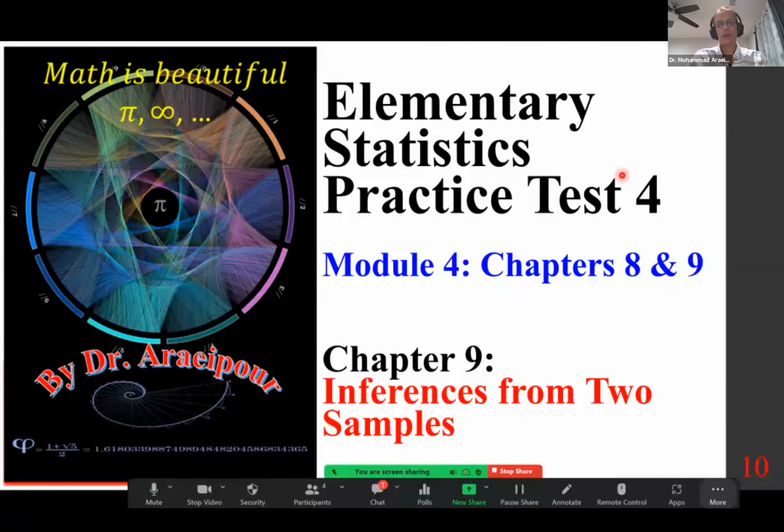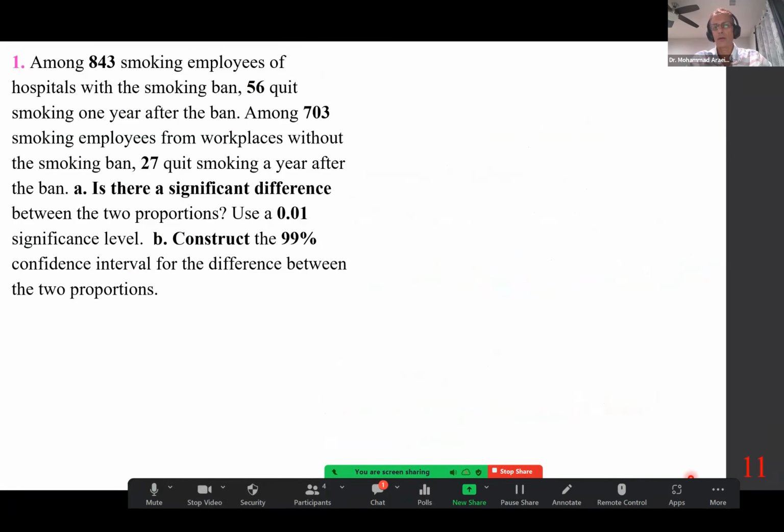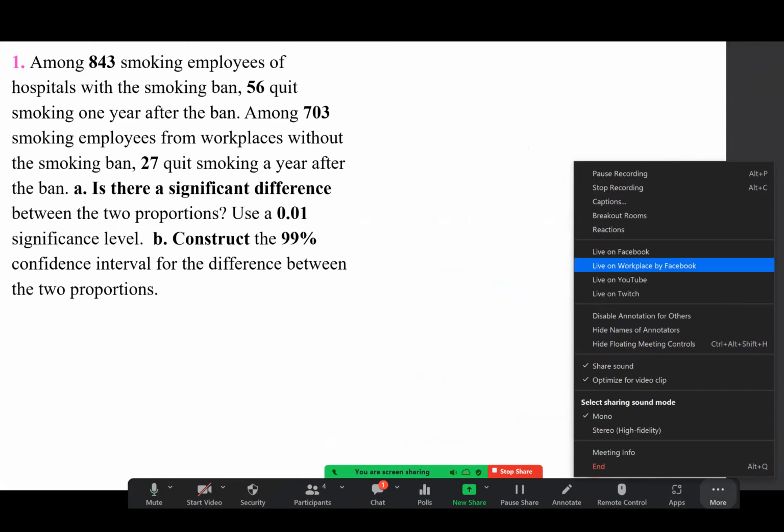Good evening, class. We are looking at practice test number 4. Here's chapter 9, inferences from 2 samples. So it's very similar to one sample as far as the concept is concerned, and continuing in the same manner. So let's start with the very first question.